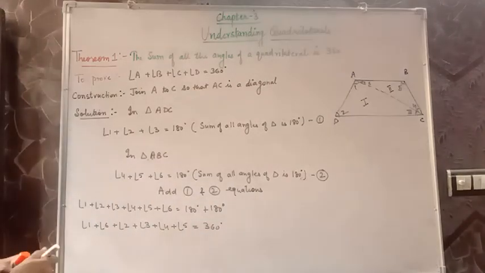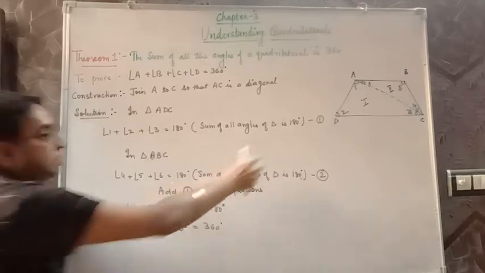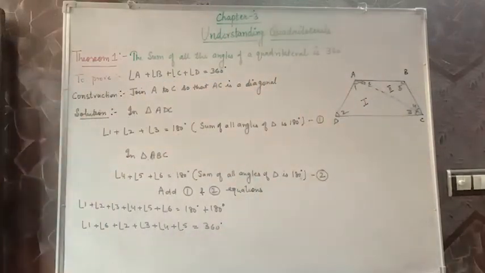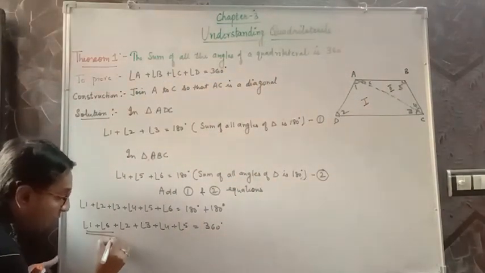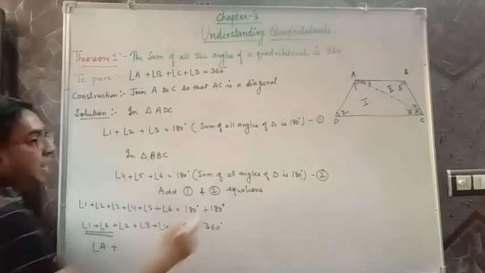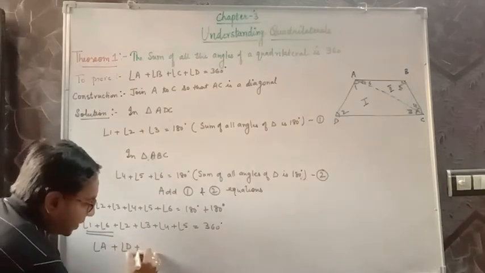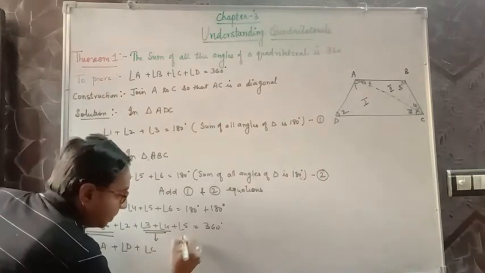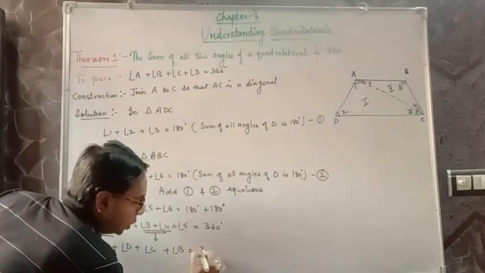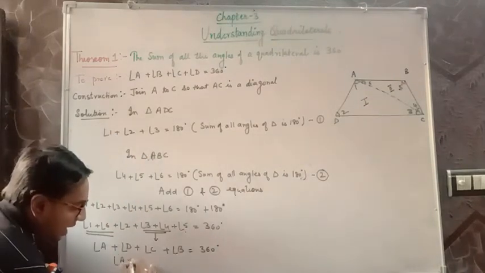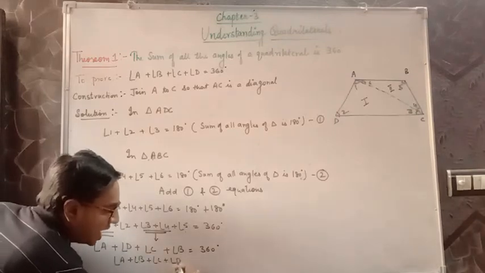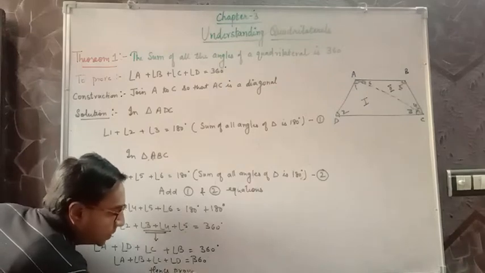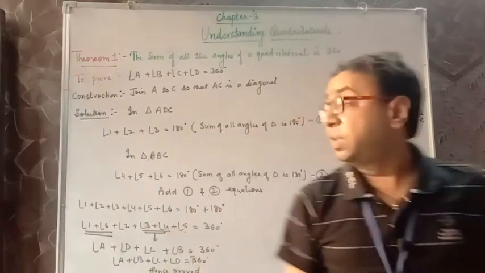Clear? Now, if we add angle 1 and angle 6, we'll be getting complete angle A. Any doubt? Angle 2 as it is, that's angle D. Angle 3 and angle 4, if we add them, we'll be getting angle C. Angle 5 as it is, that is angle B, is equal to 360 degrees. If we rearrange, angle A plus angle B plus angle C plus angle D is 360 degrees. Hence, proved. Very easy to prove.